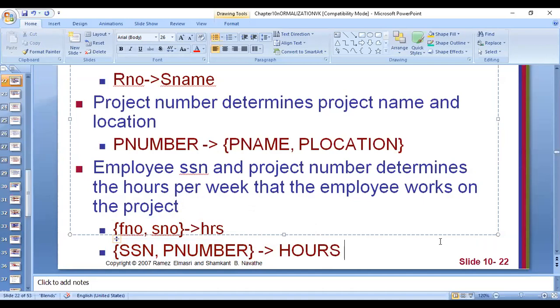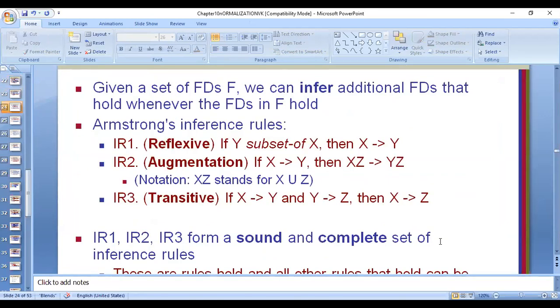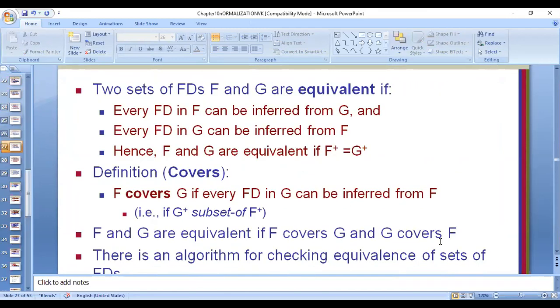So this is just an example which you should remember, because we are going to use this in the next topic. Yeah, these are the details. Anyway, it's not required. Let's go on.